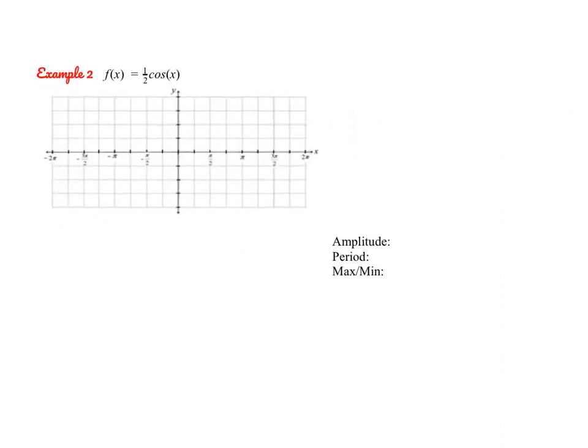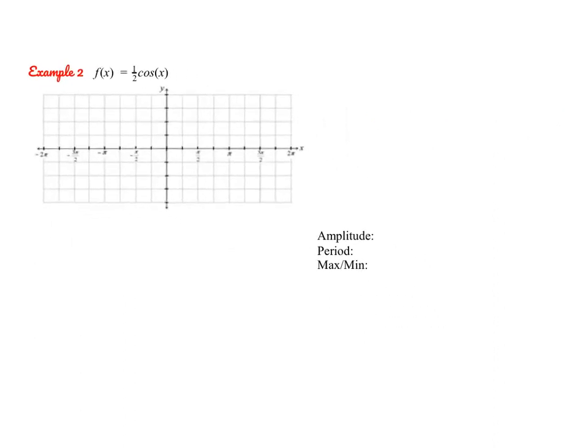Okay, let's try another one together. So here we have a cosine graph. So we're going to start with our 5 key cosine points. So we have (0, 1), (pi over 2, 0), (pi, -1), (3 pi over 2, 0), and then (2 pi, 1).